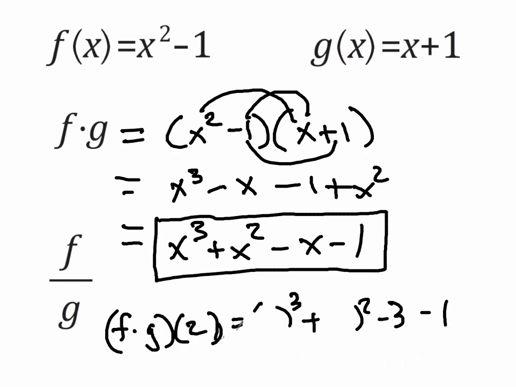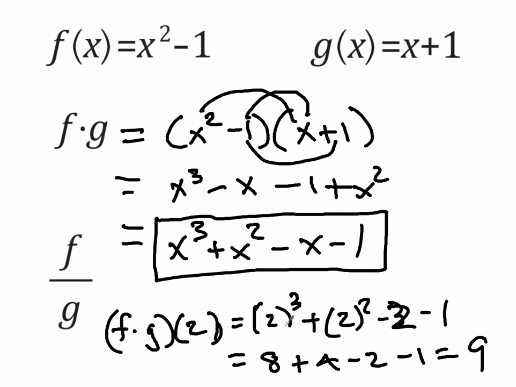F times g of 2 is 2 cubed plus 2 squared minus 2 minus 1, which is 8 plus 4 minus 2 minus 1, which is in fact 9. That's 12 minus 3, which is 9. Okay, so it did work out. Whew. So this boxed in answer here is the polynomial for f times g of x.